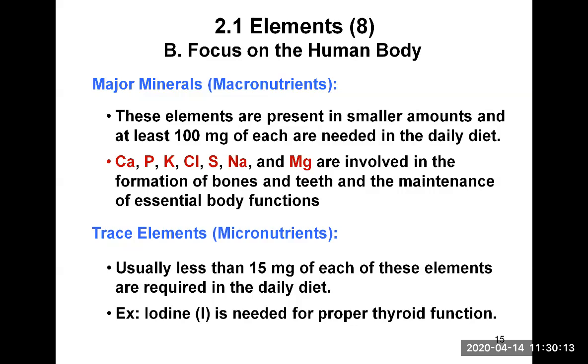Iron is another trace element that is very important. It's needed in hemoglobin. Hemoglobin is the molecule that carries oxygen in red blood cells. Iron is also needed in myoglobin, the molecule that stores oxygen in muscles. So they also are needed for essential body functions, but in smaller amounts.